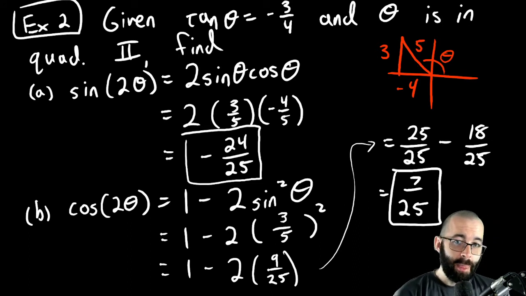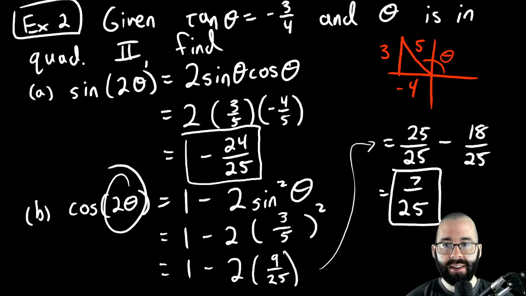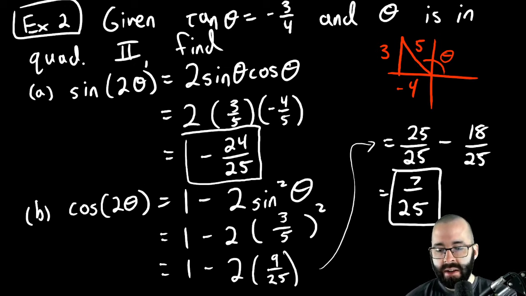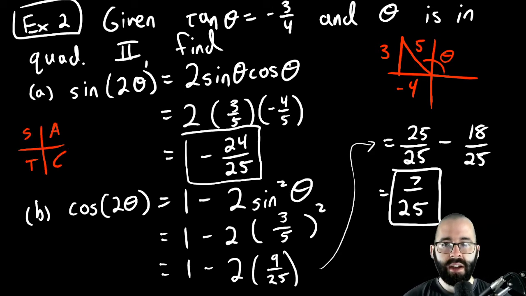So I mentioned that 2 theta, double the angle theta. Theta is in quadrant 2. I mentioned that this angle 2 theta has to either be in the third quadrant or the fourth quadrant. And now we know. Is it in the third quadrant or the fourth quadrant? It has to be in the fourth quadrant because cosine's positive. Can't be in the third quadrant. Cosine's negative in the third quadrant. So we do know that 2 theta is in the fourth quadrant now.